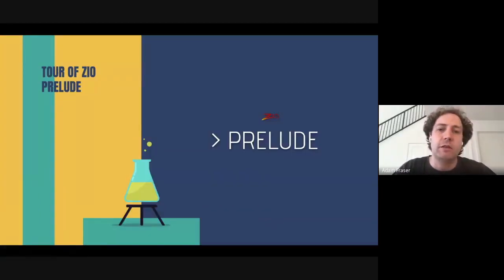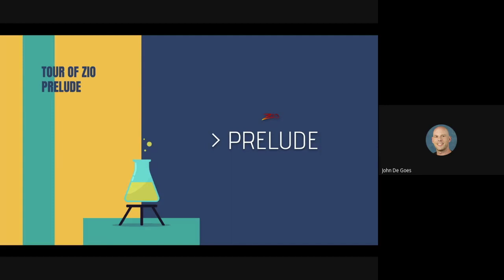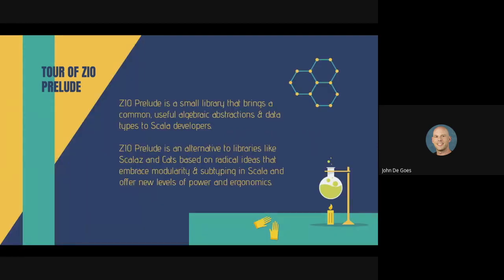So this gives us the basis for what we're going to talk about now, the actual code of how we translate this to ZIO Prelude. So ZIO Prelude, what is ZIO Prelude? Well, it's a small little library that's trying to bring common, useful algebraic abstractions and data types to Scala developers. And really, it's an alternative to Scalaz and Cats that is based on very radical ideas.